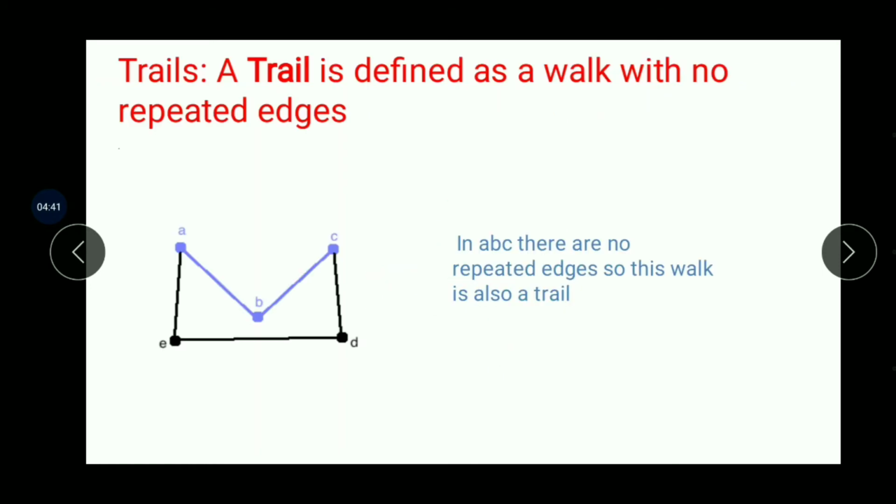Next is trail. A trail is defined as a walk with no repeated edge. In a path there is no repeated edge and no repeated vertex. But in a trail there is no repeated edge, but vertices can repeat. So here A, B, C, there is no repeated edge, so this walk is a trail.